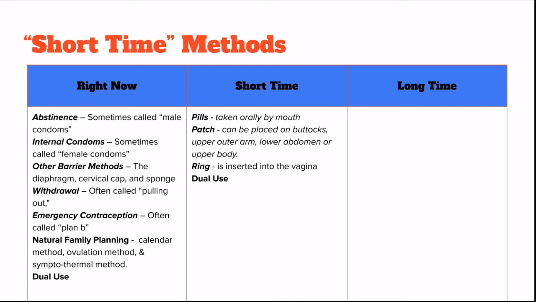Next, we have the patch. The patch looks like a square bandage and can be placed on the buttocks, upper outer arm, lower abdomen, or upper body. It's easy to use and works just like the pill, but the patch only needs to be changed once a week. Lastly, we have the ring method.